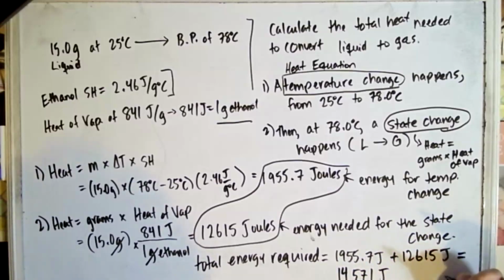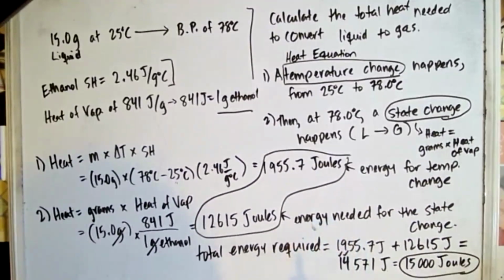And we end up with 14,571 joules, which we're going to have to cut down to 2 significant figures based on the 25 degrees Celsius. That's going to end up limiting us. So we can round this to 15,000 joules. Let me just push that up a little bit. There we go. 15,000 joules.